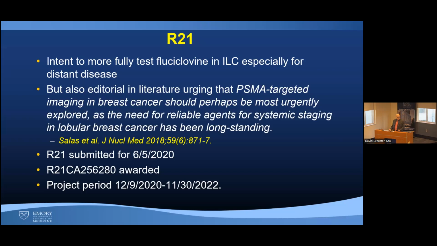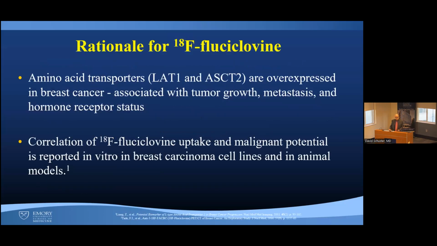We submitted an R21 in June of 2020. It was awarded, and this was the project period to late last year. So what's our rationale for fluciclovine? Well, amino acid transporters, especially LAT1 and ASCT2, are overexpressed in breast cancer, and they're associated with tumor growth, metastasis, and hormone receptor status. And correlation of fluciclovine uptake and malignant potential was reported earlier in vitro in breast carcinoma cell lines and in animal models, some of this research being done at Winship.